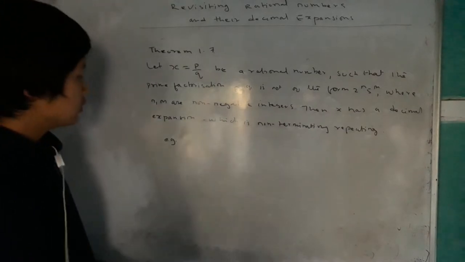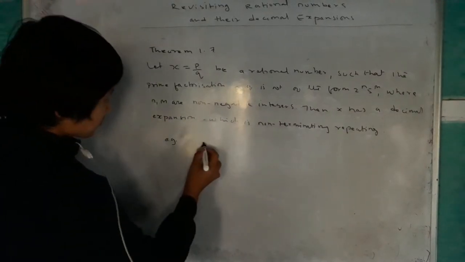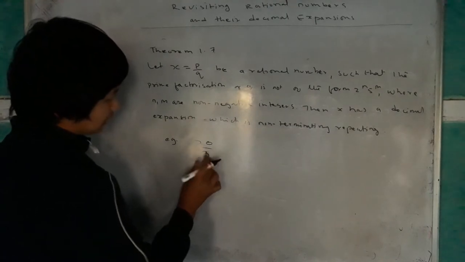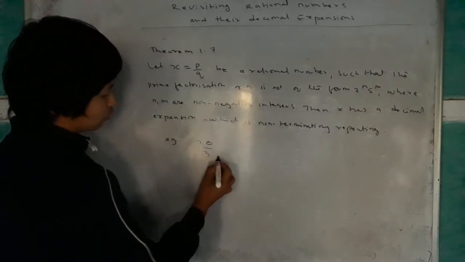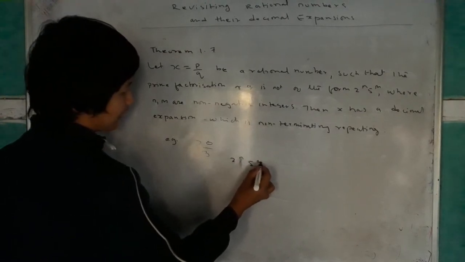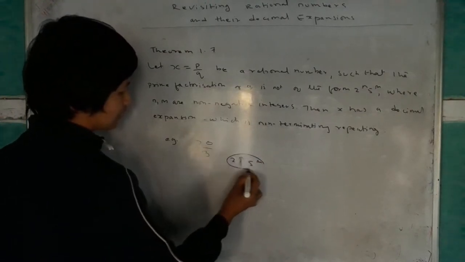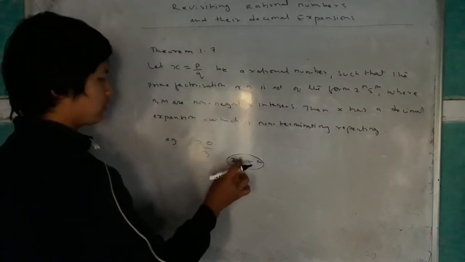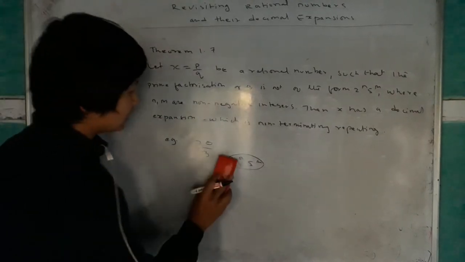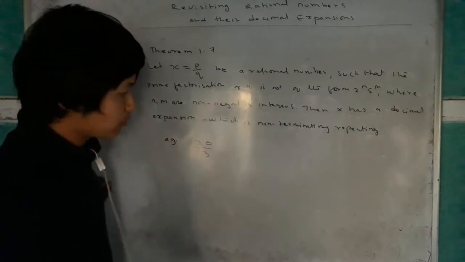What the theorem is saying, I'll quickly revise with an example, 20 by 3. Here, the q does not have 2 to the power n and 5 to the power m; the prime factorization is not in that form. So if it is not in the form, then the decimal expansion will not terminate, but it will repeat.